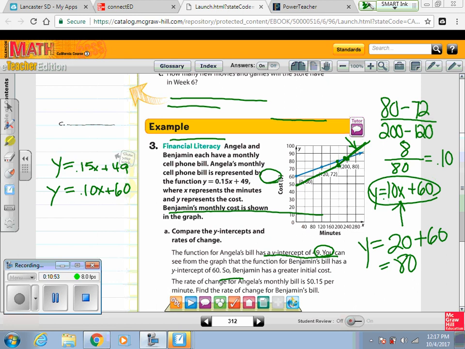So you can make the equations equal to each other, right? Do you remember that? If we set these equal to each other, that's when they're spending the exact same amount of money at that point where the intersection of the lines are. Past that point is when Angela's spending more because her line is going up faster. So we could do 0.15x plus 49 equals 0.10x plus 60.